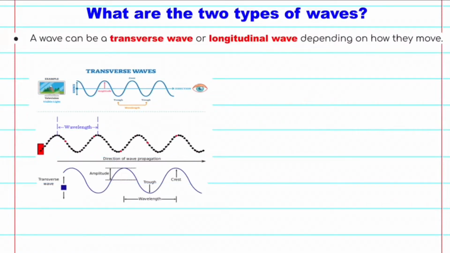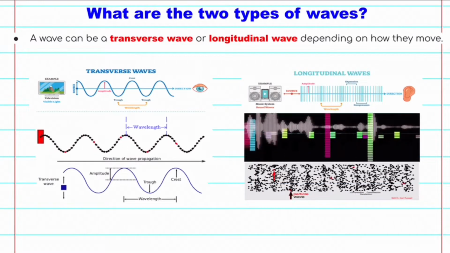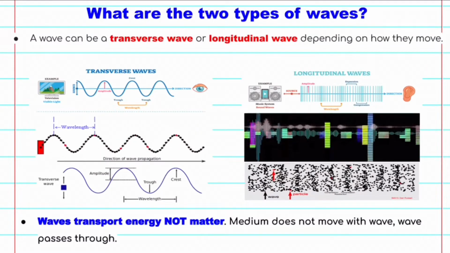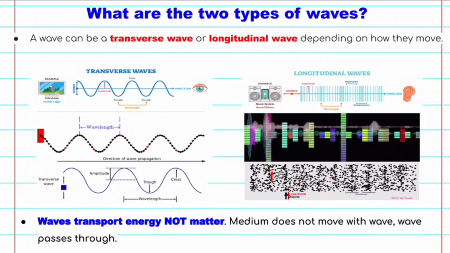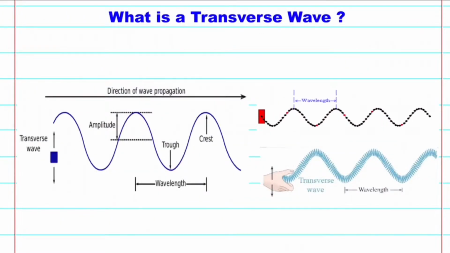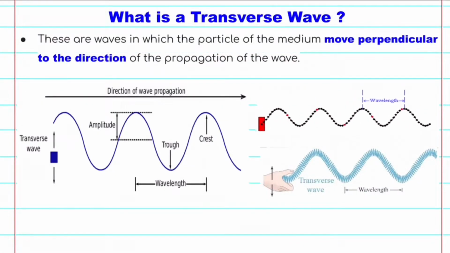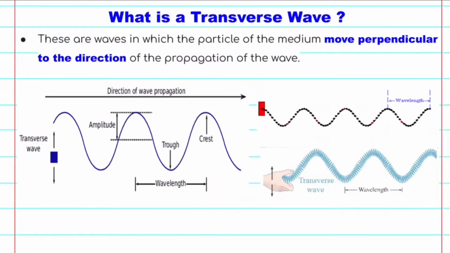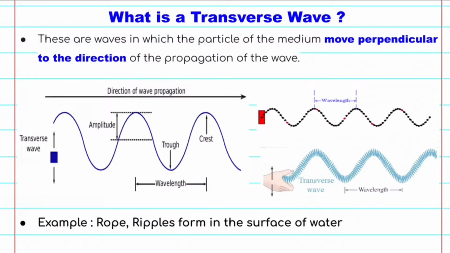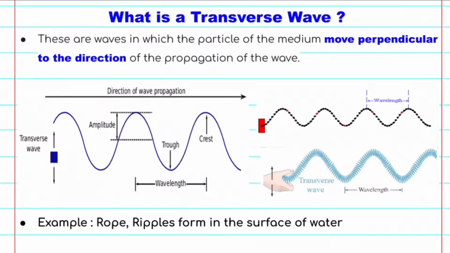Here's an example of a transverse wave. And here's an example of a longitudinal wave. Waves transport energy, not matter. The medium does not move with the wave. The wave passes through. What is a transverse wave? These are waves in which the particles of the medium move perpendicular to the direction of the propagation of the wave. Examples are rope and ripples formed on the surface of the water.